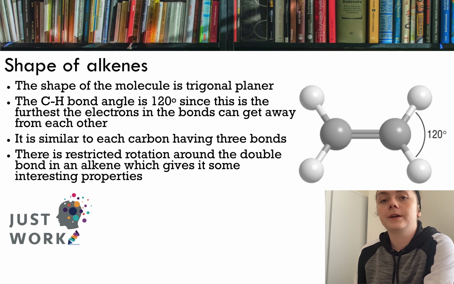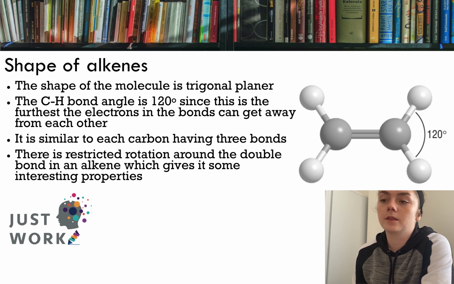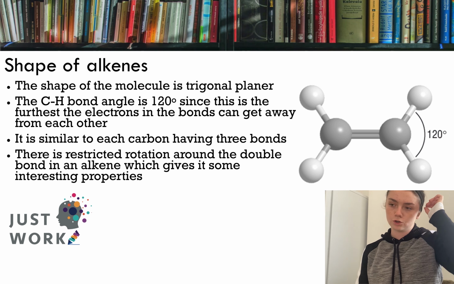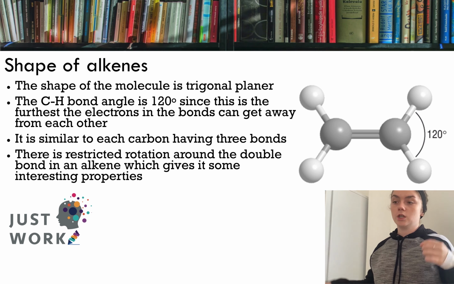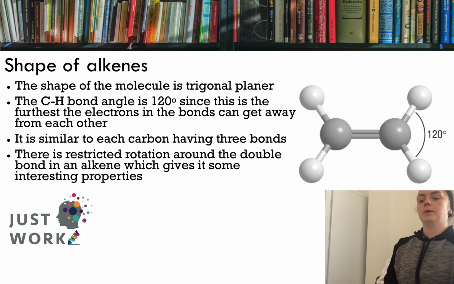Alkenes have a trigonal planar shape, which means that the bond angles are 120 degrees since the electrons are fighting to get away from each other. And it's similar to each carbon having 3 bonds, and there is restricted rotation to give the double bond in an alkene, which gives rise to some interesting properties.